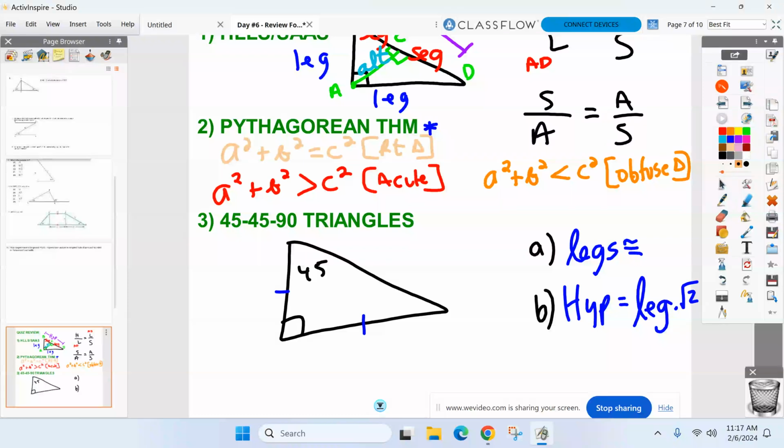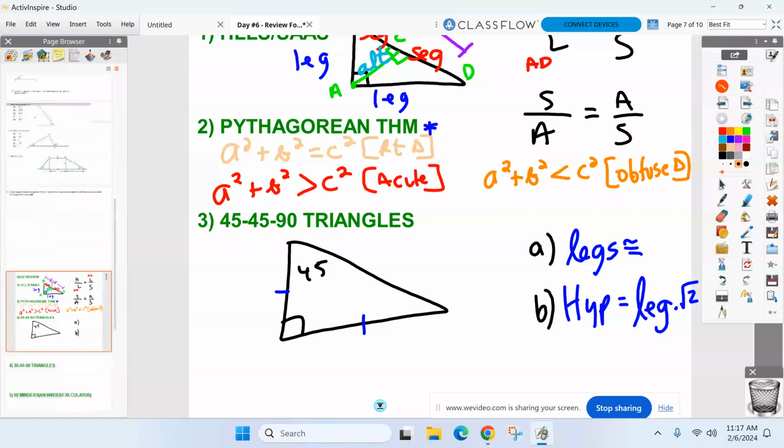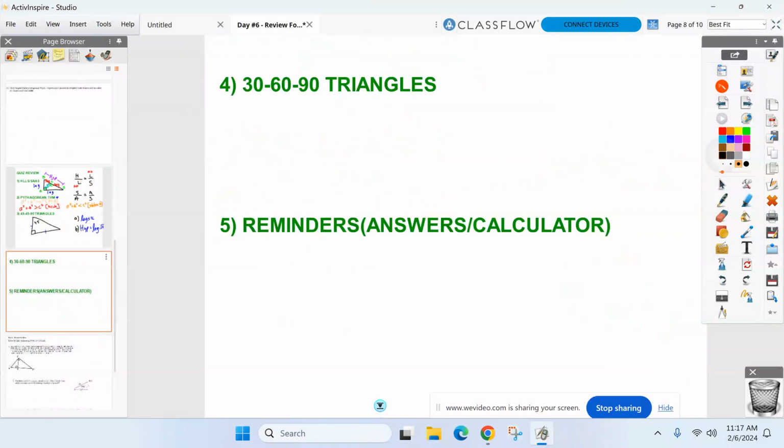You pull a Doyle, and you know the 2 legs, Pythag, right? Pythag, because I'm not letting you look it up tomorrow, right? So if that happens, Pythagorean theorem. All right, and then 30, 60, 90.